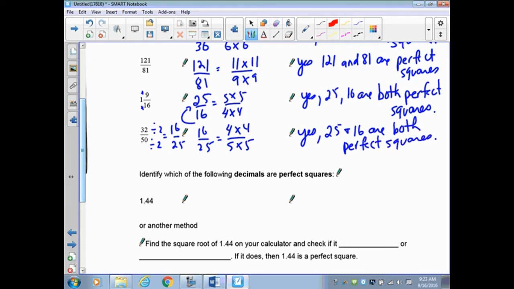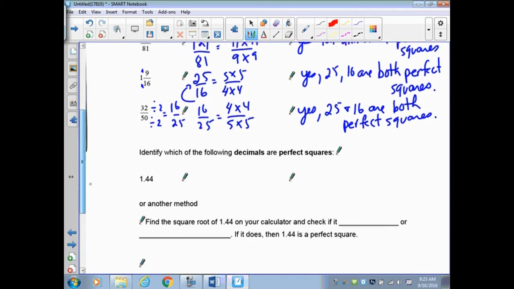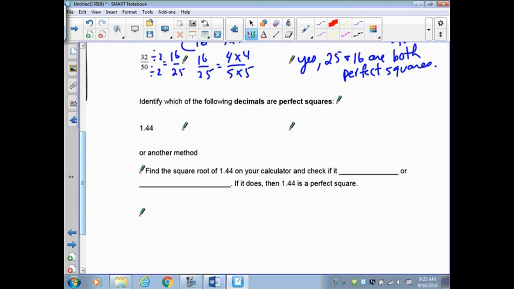So now you should be able to take a look at a fraction and determine why it's a perfect square. And that's because it has a numerator and a denominator which are both perfect. All right, let's take a look at a decimal. Well, there's a fraction method, and then there's the decimal method. The fraction method is a lot of work, but you can do it.